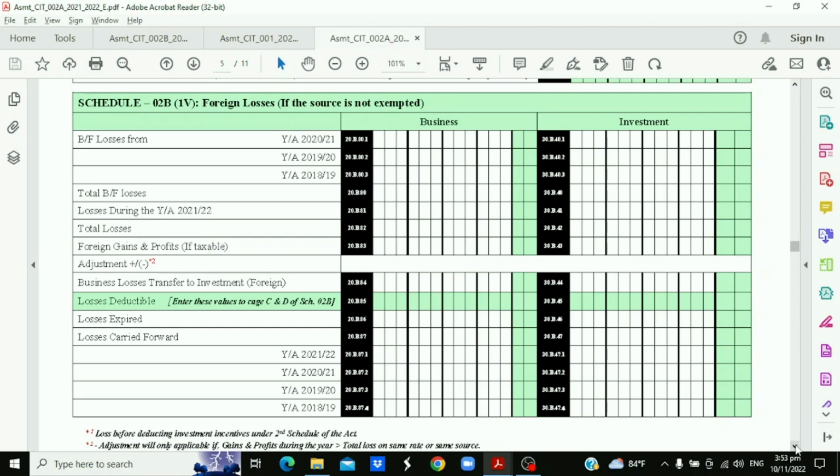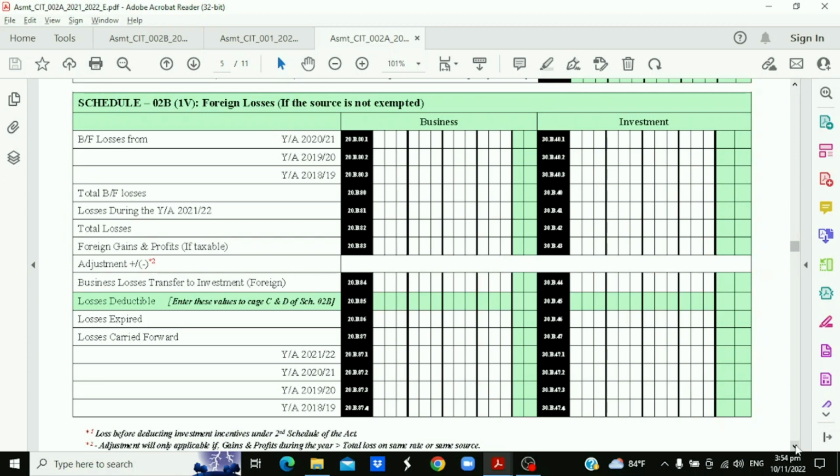With that we can decide the loss claimable within this period. But if any adjustment is required between business and investment, we can bring business losses to the investment side, but the other way is not allowed, right? This is the only adjustment we can see. After doing the adjustment, finally we can decide the loss deductible amount, right?